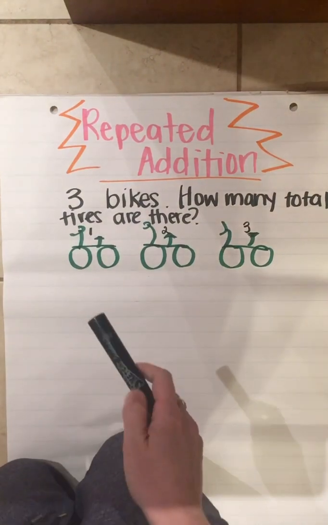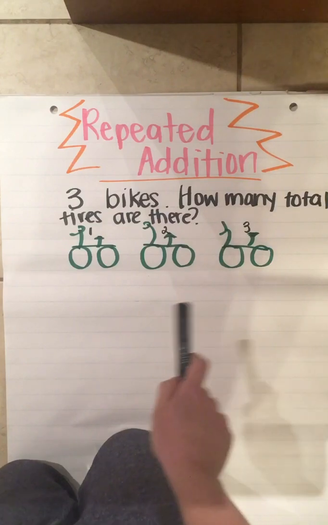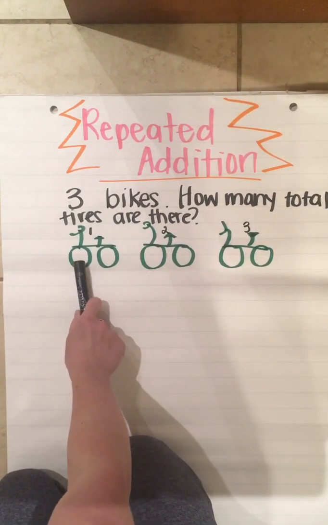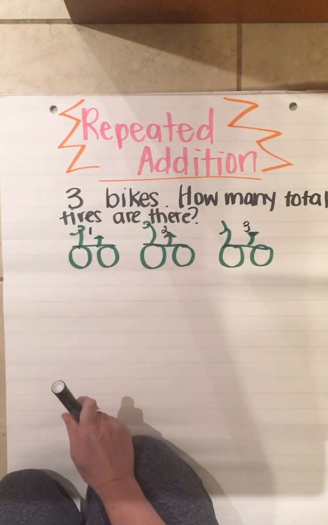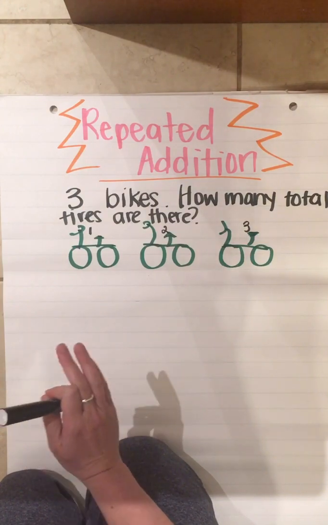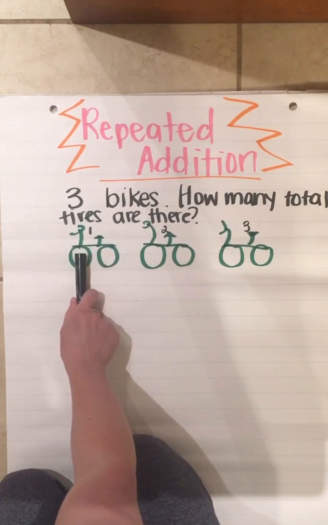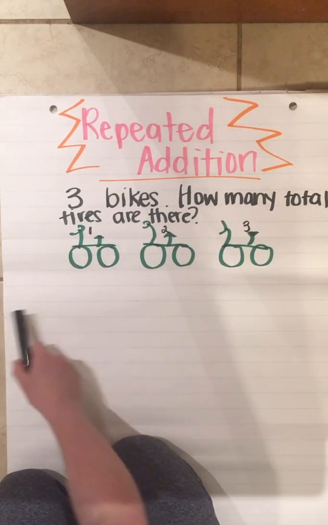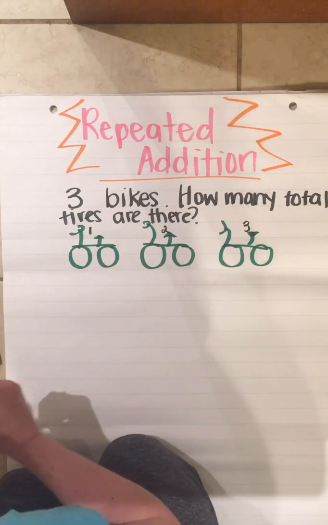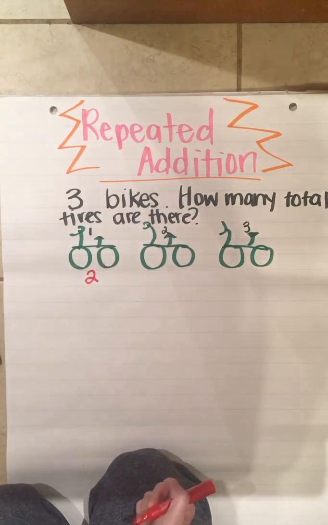Now, there might be 3 bikes, but there aren't just 3 tires. Each bike has 1, 2 tires, okay? This is where we talk about groups, okay? Each group or each bike has 2 tires, okay? So we can show that as one group of 2.